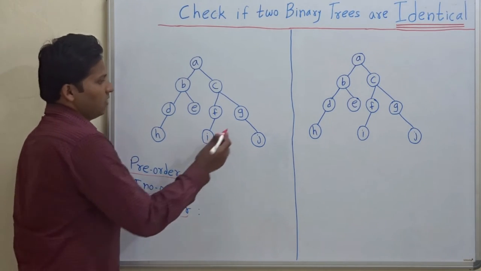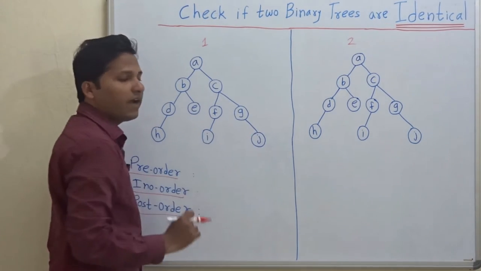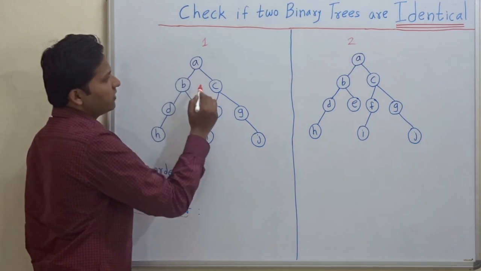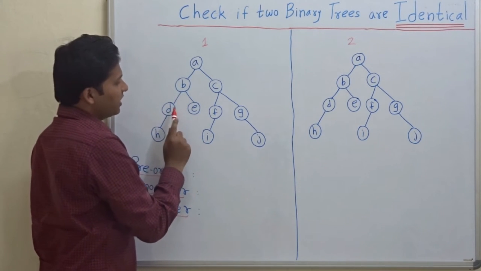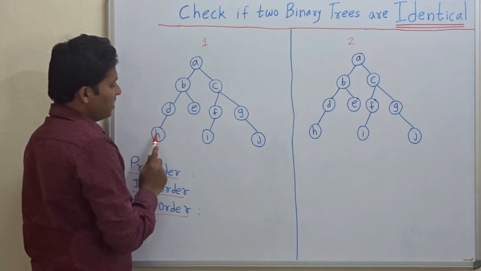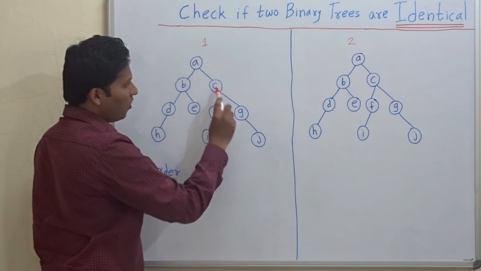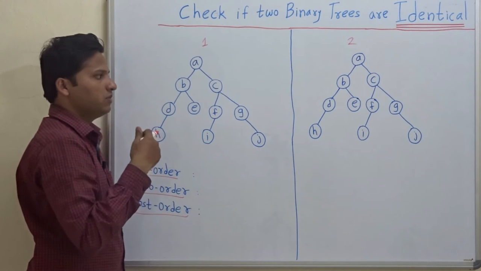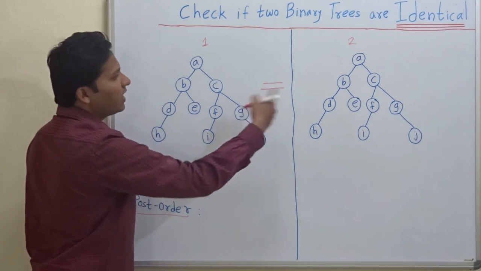So now let's see. Here is the first tree and this is the second tree, and we are going to check if these two trees are identical or not. See, A has two children and here also A has two children. B has two children and both children are same, that is D and E. Then D has one child, H, and here also D has one child, H. Similarly, for all other nodes, you can see all the nodes are identical and the children pattern is also same, which is why these two trees are identical.